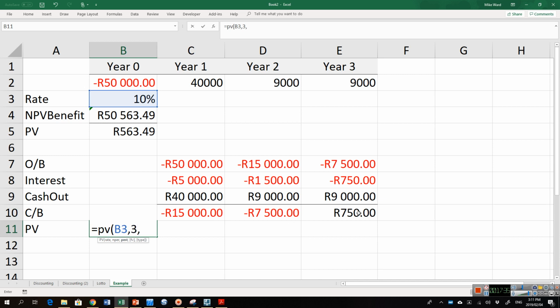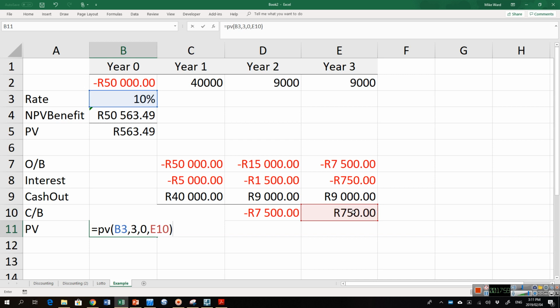It's 3 years away. It says, is there a payment every year? This function can accept payments every year, but there isn't in this case. I'm just trying to take this one amount of money back here. And then it says, what is the future value? Well, I know that. It's 750. And I'm going to close the brackets there. I don't need to put anything else into this function.